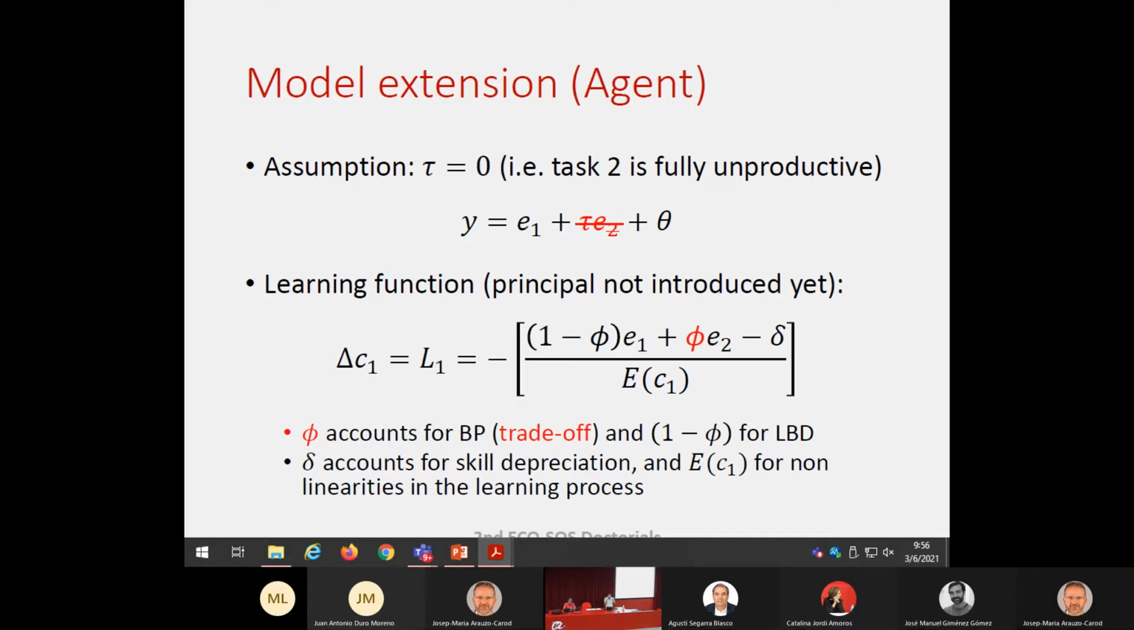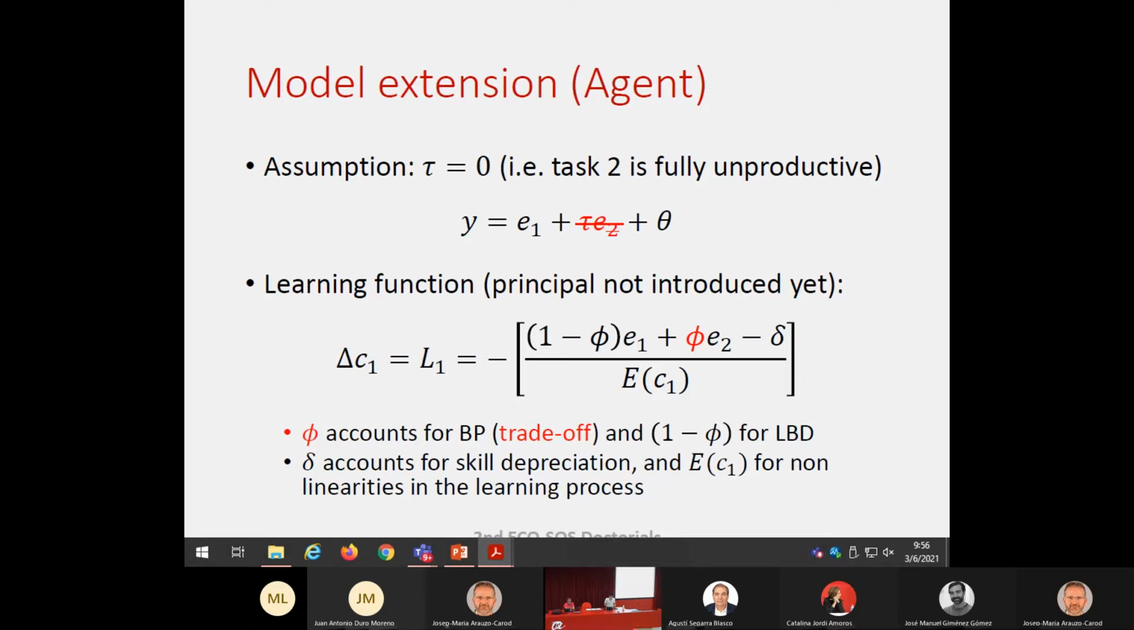Then this phi parameter accounts for this trade-off, for which of the two mechanisms is stronger in place. Okay? Then the delta parameter accounts for depreciation, since if no relevant learning effort is exerted, the cost is assumed to rise over time due to skill obsolescence. If you don't increase your skills, they are assumed to decline over time because the reality in the workplace context is changing and all that stuff.